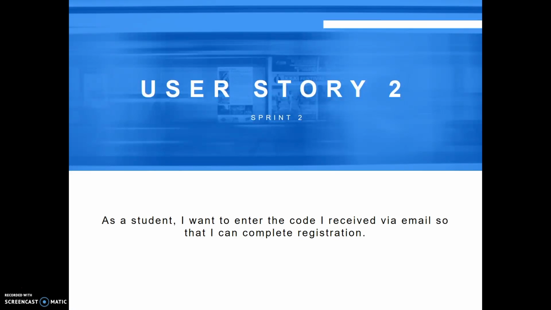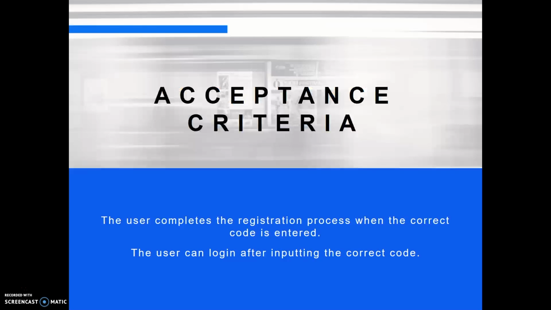For my second user story, as a student, I want to enter the code I received via email so that I can complete registration. The acceptance criteria: the user completes the registration process when the correct code is entered. Also, the user can log in after inputting the correct code.